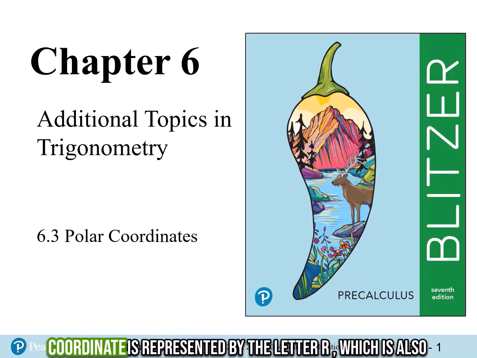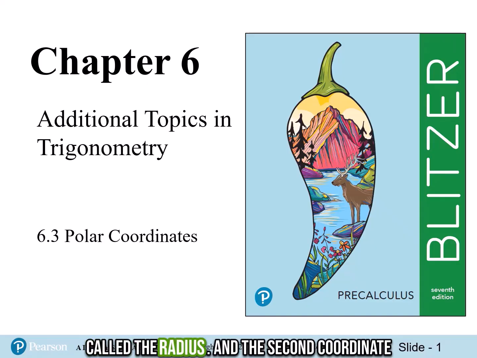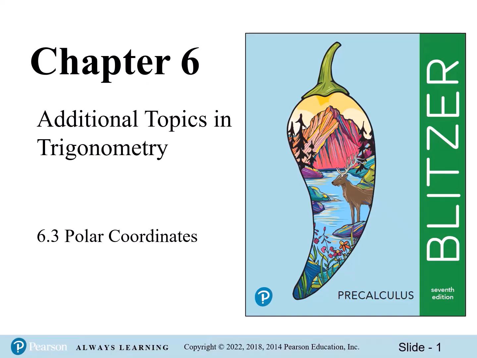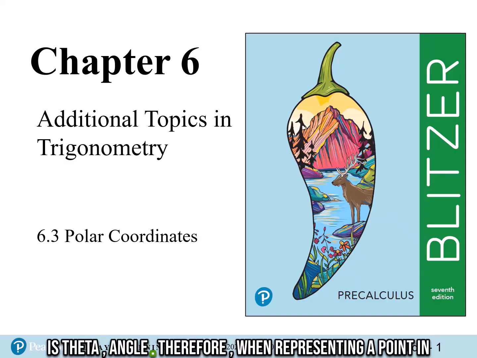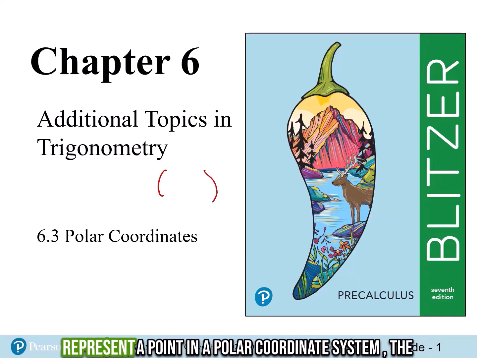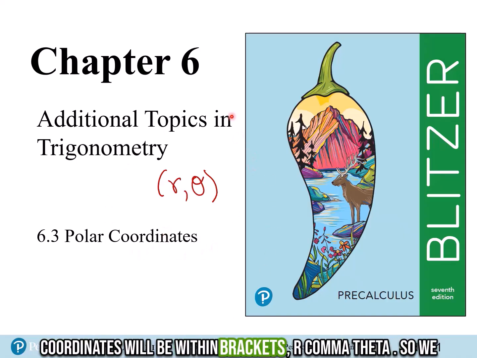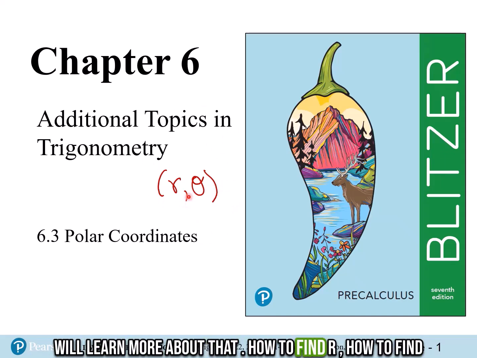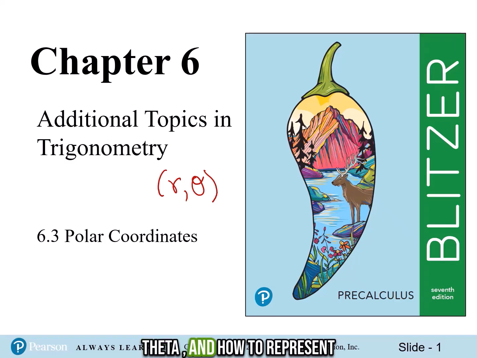However, the first coordinate is represented by the letter r, which is also called the radius, and the second coordinate is theta, the angle. Therefore, when representing a point in polar coordinates, the ordered pair looks like this: r comma theta. To represent a point in a polar coordinate system, the coordinates will be within brackets, (r, theta). We will learn more about that, how to find r, how to find theta, and how to represent a point graphically.